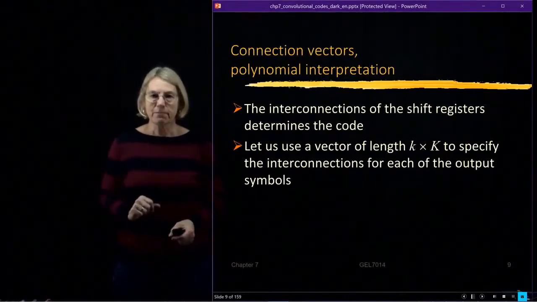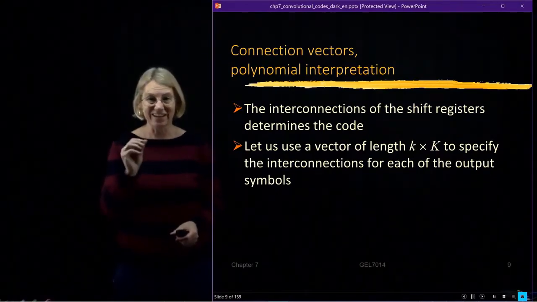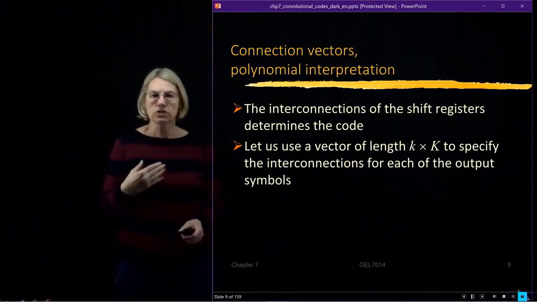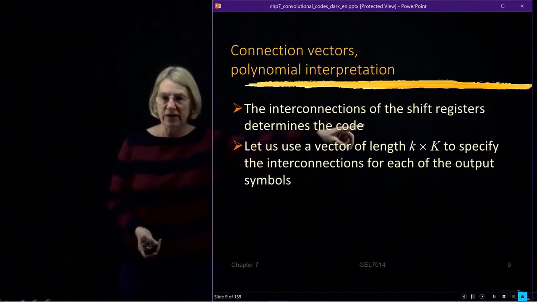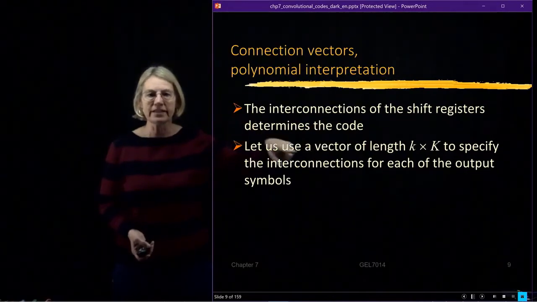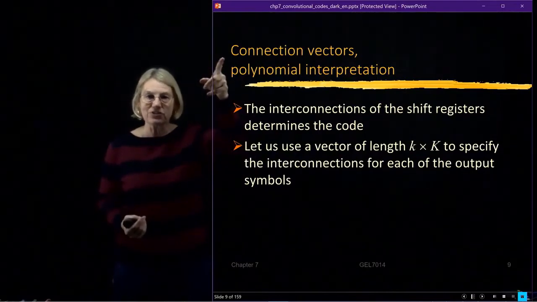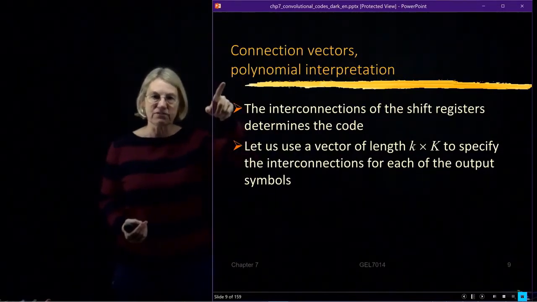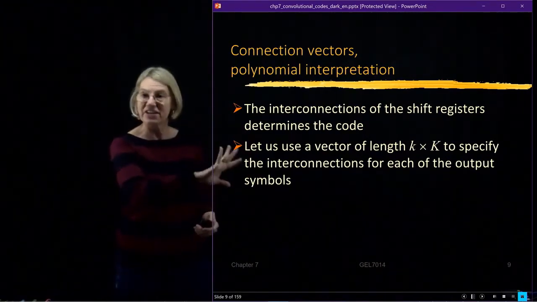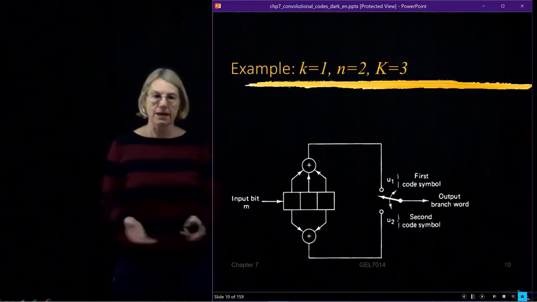Before we go on to the first example where we show you the shift register, this representation in shift register is also going to be very tightly aligned with how we represent it as a connection vector and as an interpretation in polynomial. So just remember, the interconnections of the shift registers are what determine the code. And then we'll be calling them vectors. We'll be representing them in the form of a vector, which will be these connection vectors. And then finally, we'll interpret these connection vectors as coefficients in a polynomial. So that's a little bit of a side, pay attention to what's going on and why we're doing it this way. So here's our example, a very, very simple example.